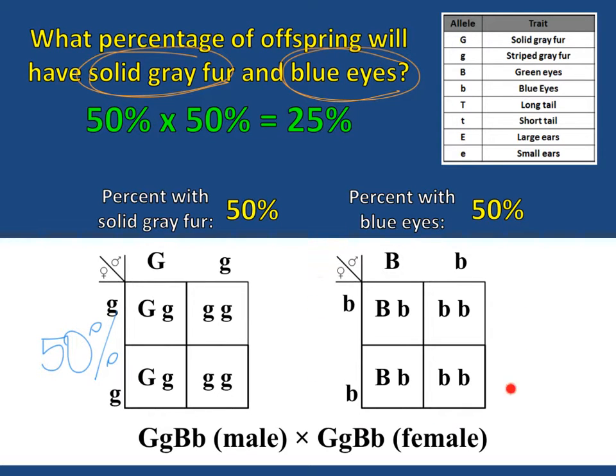So now let's look at the box for eye color. So we're only worried about blue eyes. So let's see here. Blue eyes is little b. So in order for a baby to have blue eyes, it must have 2 little b's. And so looking at this Punnett square, I see 2 boxes with 2 little b's. And that is also 50%.